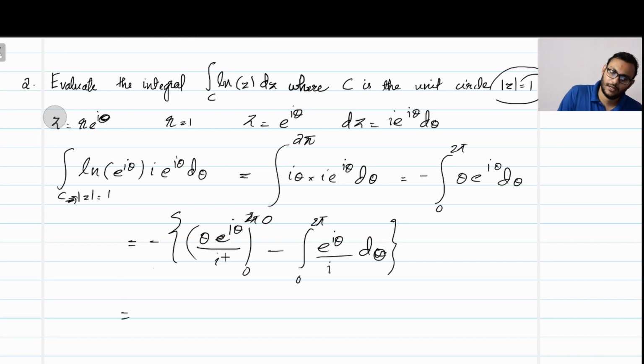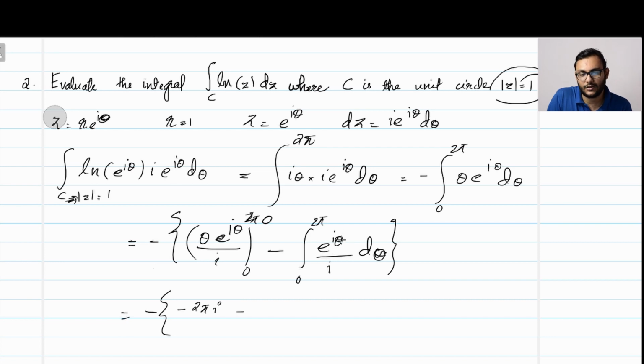Now, we know that 1/i is minus i, we can substitute back, and giving the upper limit it will give 2π i and the lower limit will go to 0. So, we can write it as minus, and then if we substitute for the upper limit and the lower limit, we will get 2π/i, which is actually equal to minus 2π i, and minus of, integrating again, what will be the result?